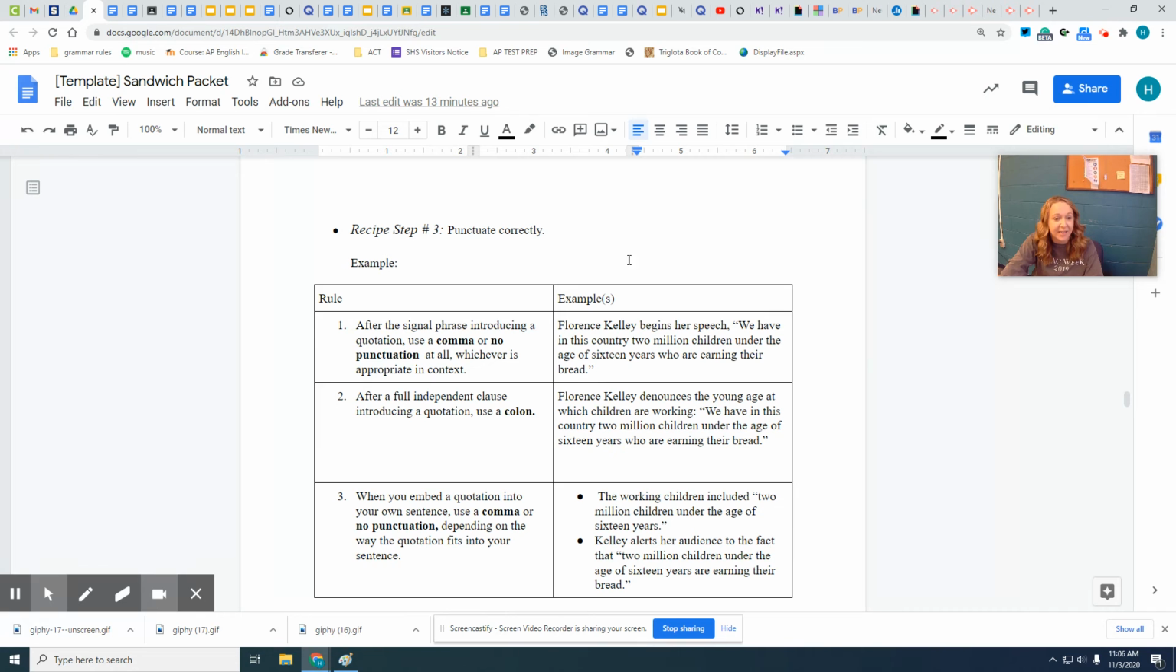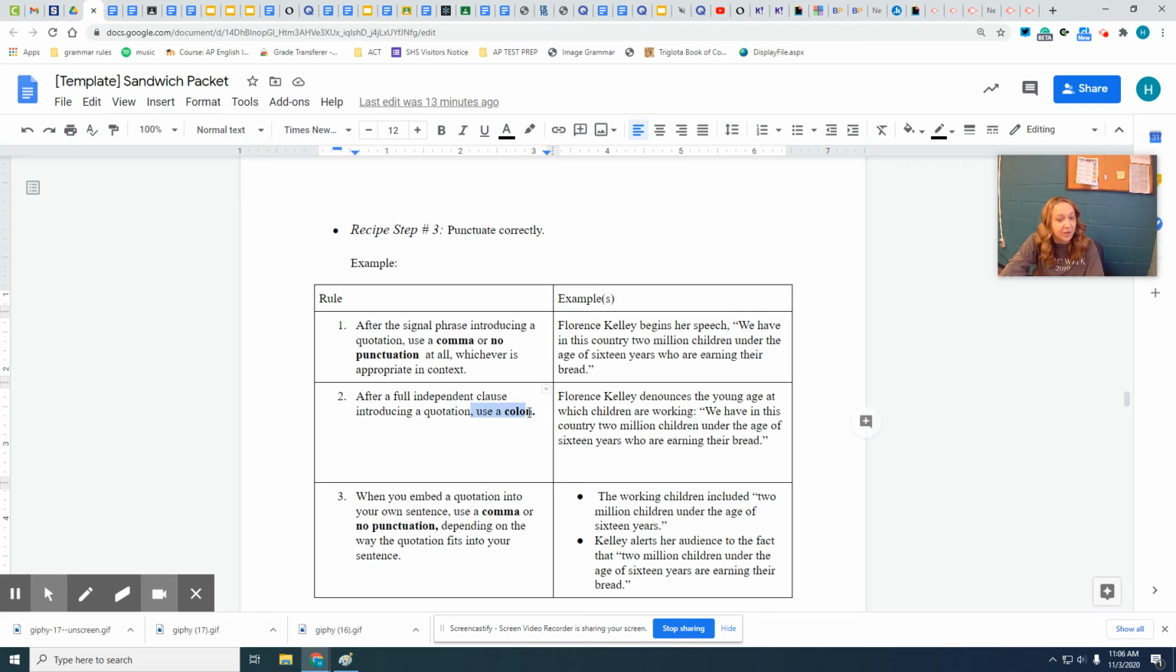Okay, step 3 is punctuation. And this is really important as well. We're talking about those introductory phrases, when to use a comma, when to use no punctuation, when to use a colon. Florence Kelley begins her speech, "We have in this country." So this is her direct quote. This is how she says it.